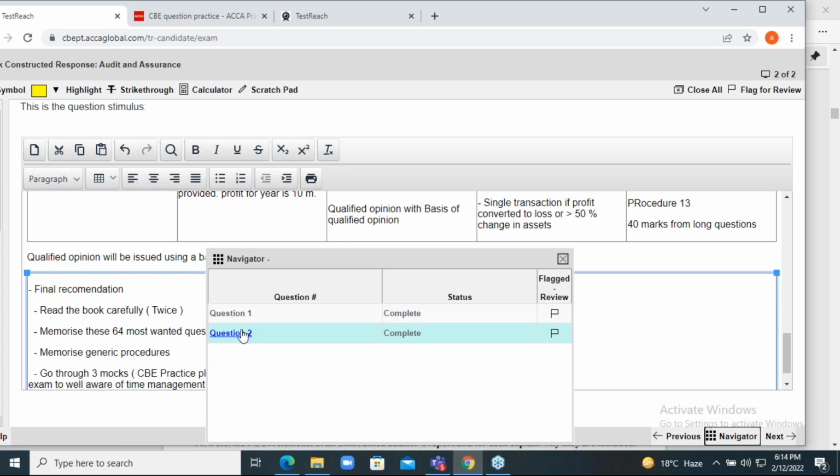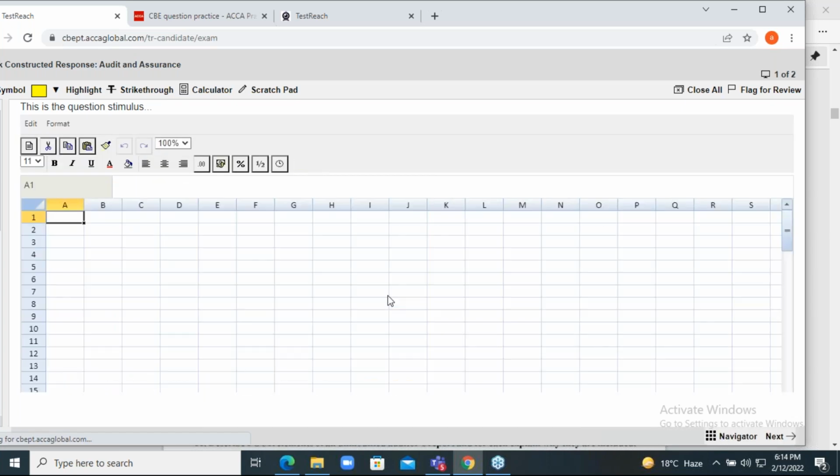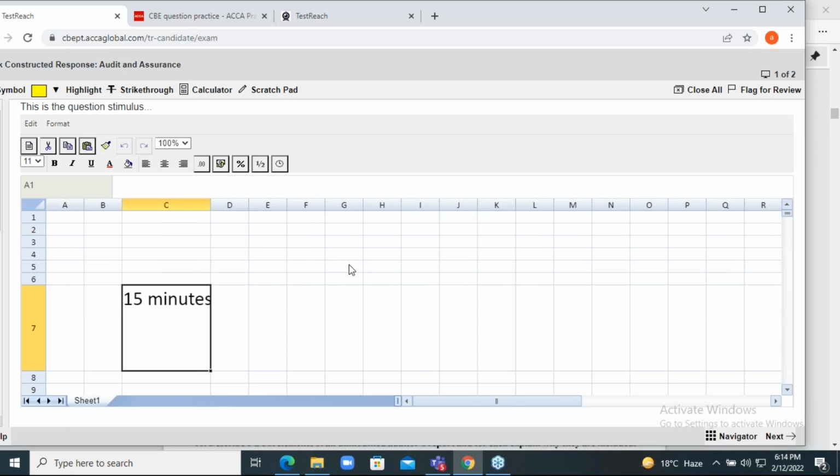So these are only two questions you can see. If you go to section 1, there is an Excel sheet. So the Excel sheet is also available. You can use it. There are certain options. You can change the font. You can input different symbols. So this is very important. Sometimes the examiner may ask you to calculate ratios in the audit risk area. So this Excel sheet can also be used.